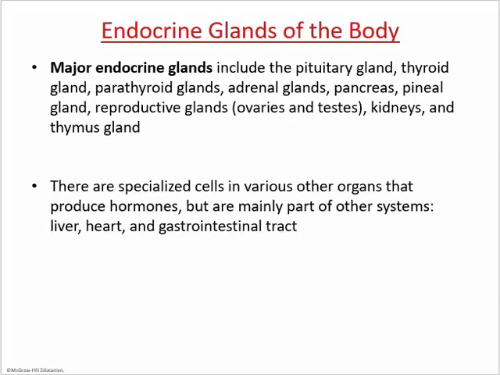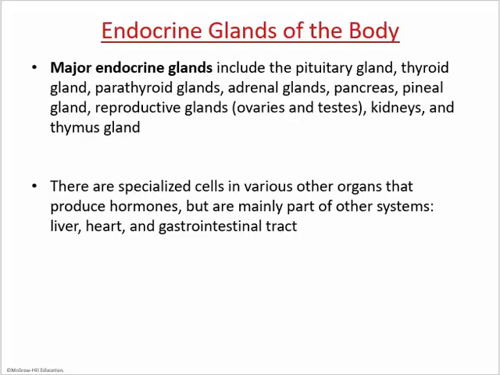Anatomically, the endocrine system is diffuse. There's glands all over the body. So they are not physically in contact with each other, they are chemically in contact with each other. The major endocrine glands, the glands that are primarily endocrine, and that's what they're for, are the Pituitary Gland, the Thyroid Gland, the Parathyroid Gland, the Adrenal Glands, the Pineal Gland, the Pancreas, the reproductive glands, which have an endocrine function and also other functions, kidneys, and the thymus. Again, the kidneys have other functions as well.